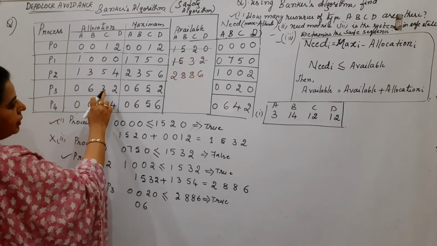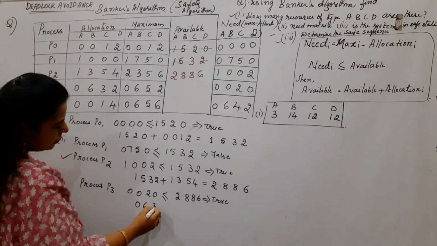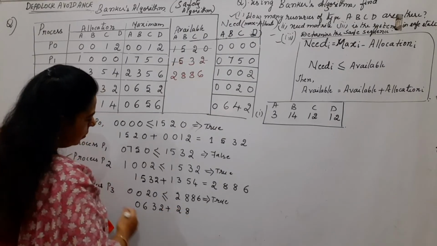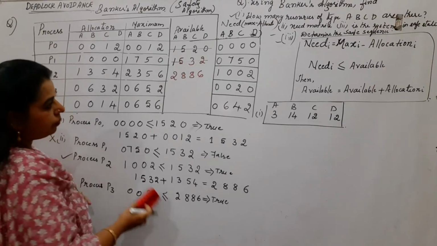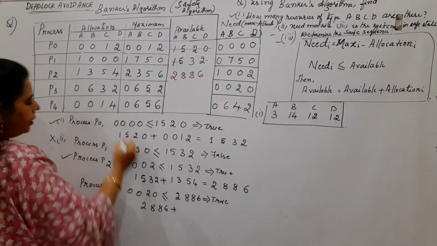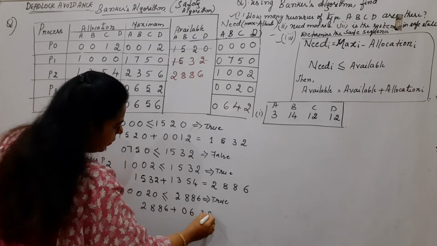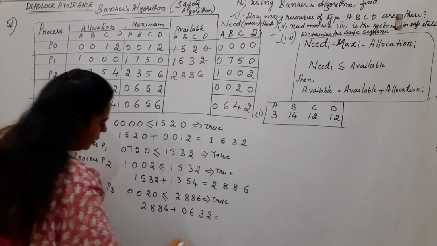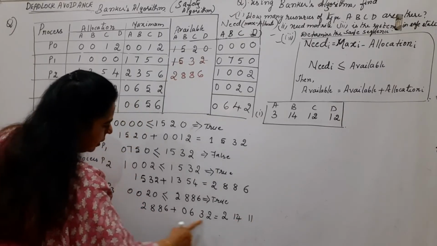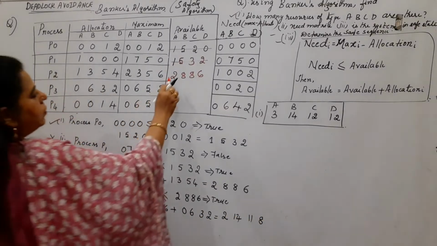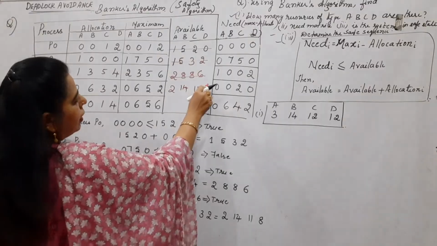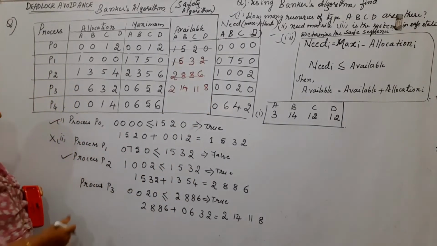Process P3 allocation is 0 6 3 2. It will return, and then it will get updated. So first let me write the available value here. Available is 2 8 8 6. Then it will return whatever was allocated initially, 0 6 3 2. Fine. And the new value for the available is 2, 14, 8 plus 3 is 11, 6 plus 2 is 8. So let me update the new value. New value is 2 14 11 8. Fine. After that you have one more process.